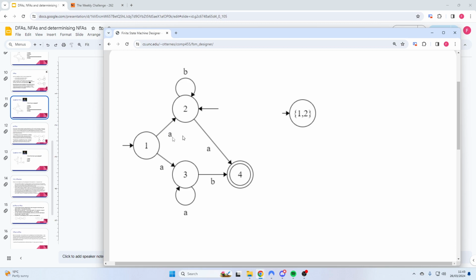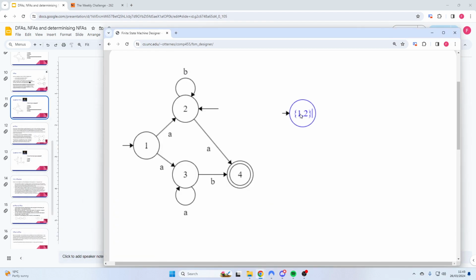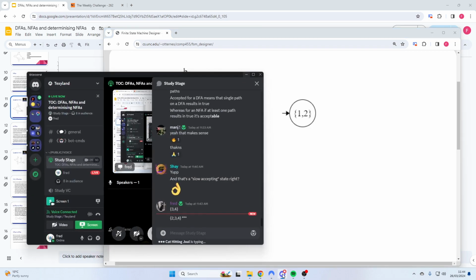So if we're at 1 or 2 and we have A coming out, where could we be? If we're at 1 and we have A coming out, we could be at 2 or 3. But we're also simultaneously at 2, so if we have A coming out, we could also be at 4. So we could be at 2, 3, or 4 after this.